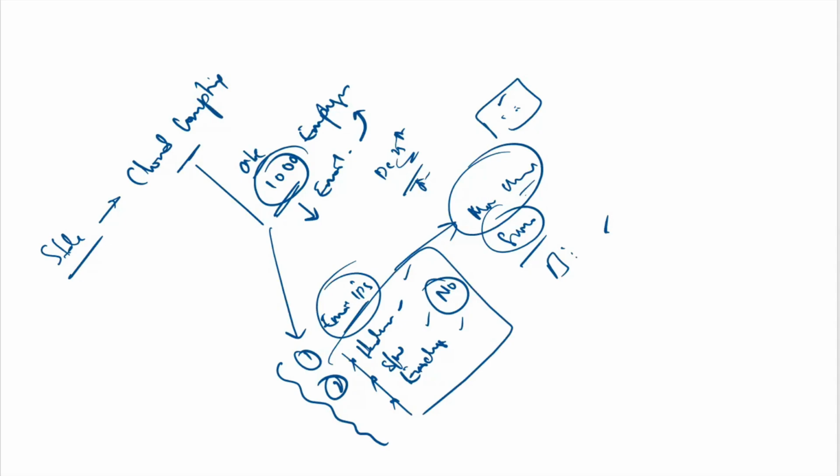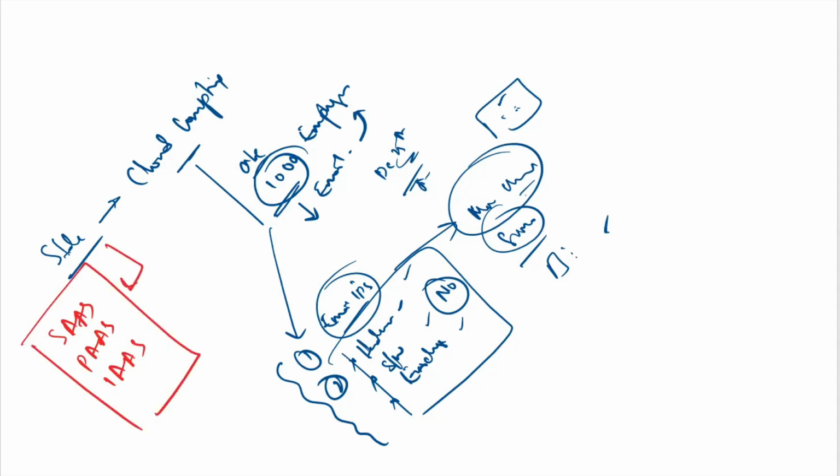The same way, why are we using Salesforce? Salesforce also provides us three services. What are the three services? Software as a service, platform as a service, and infrastructure as a service. By default, Salesforce provides these three services. What is software, what is platform, and what is infrastructure? Let's see them one by one.